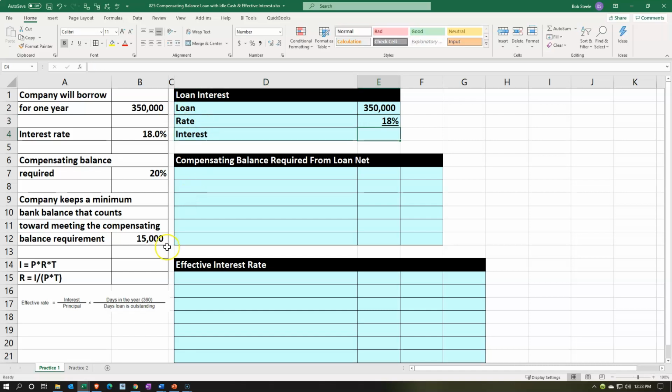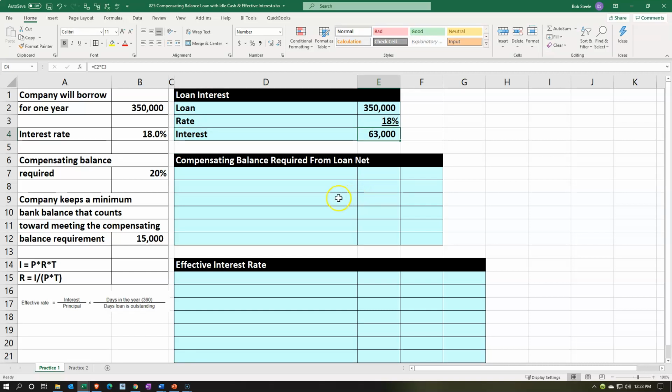Now again, we don't have to worry about the fraction of a year or the time factor here in our calculation because it's 1 year. So that would just simply be 1. So we're going to say, all right, there's the 350 times 18, it's going to cost us interest of $63,000.